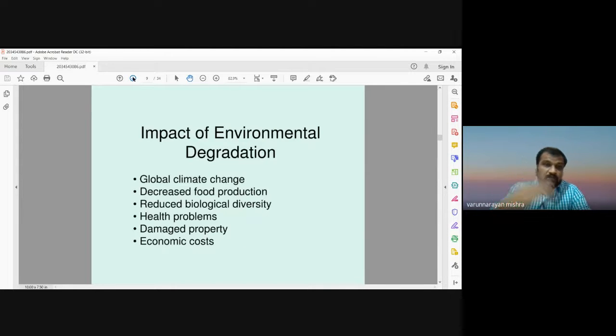First, what is the impact of environmental degradation on the world, on the earth? It can cause climate change. There may be decreased food production, and there may be a reduction in biological diversity. There may be some health problems. Some population or people will have health problems because of environmental degradation. There may be some damaged property, and there may be some economic costs. So these are some impacts of environmental degradation.